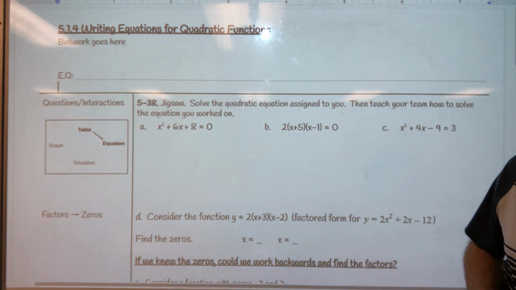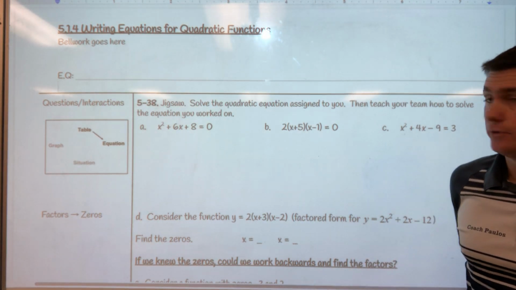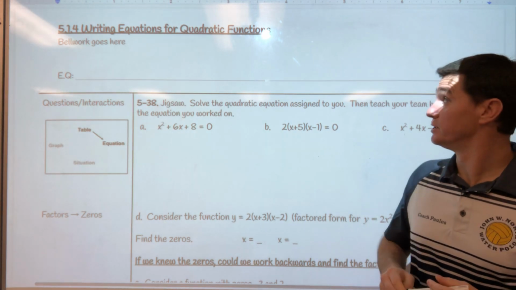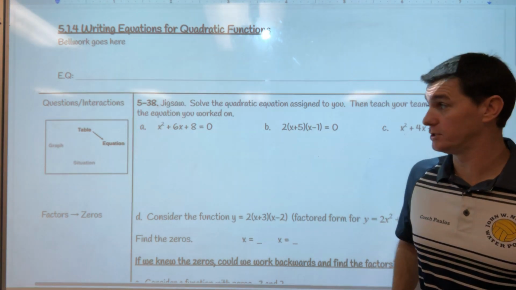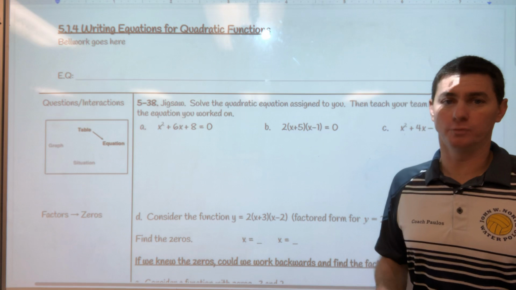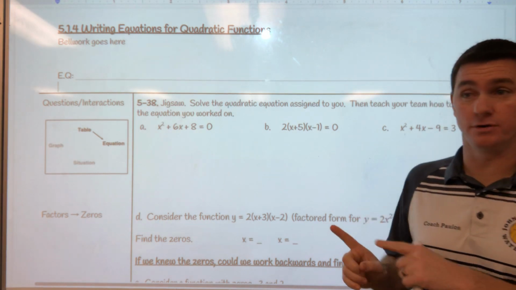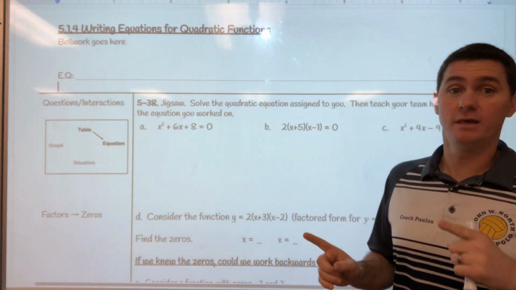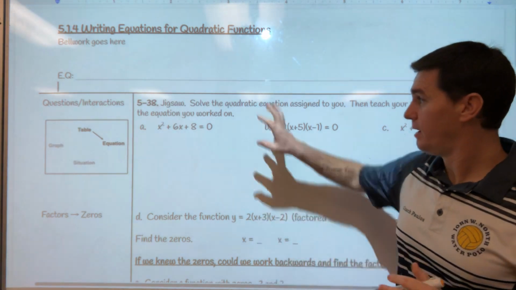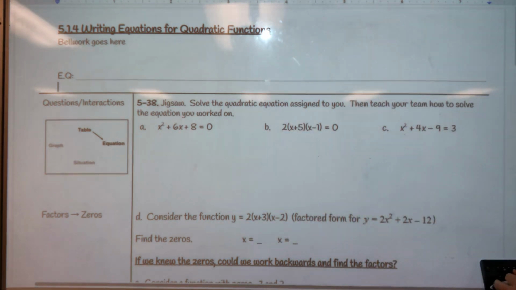All right, welcome. Just want to offer you guys a quick walkthrough on the 514 writing equations for quadratic functions. Our essential question today is, how can we work backwards? What if we already know the x-intercepts? Can we find the equation that goes with it? All right, so 538 you're going to work on with your team parts A, B, and C.